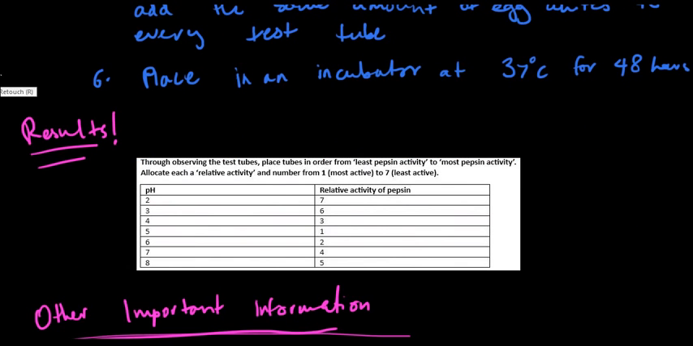To continue, through observing the test tubes, place the test tubes in order from least pepsin activity to most pepsin activity. Allocate each a relative activity number from 1, most active, to 7, least active. As you can see, our most active pH was 5. This makes sense, because pH 5 is usually found in the stomach, and pepsin is also found in the stomach.